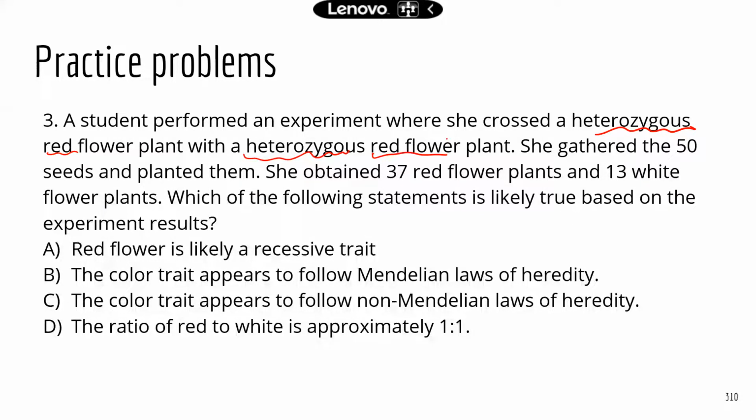Now, this is what I talked about earlier, where you need to be able to distinguish whether this particular trait follows Mendelian genetics or not, using the experimental numbers. First of all, you know that both parents are heterozygous, and we're just looking at one trait, the color of the flower. So this is going to be about monohybrid. And you immediately have to think about the ratio for monohybrid, which is a 3:1 ratio.